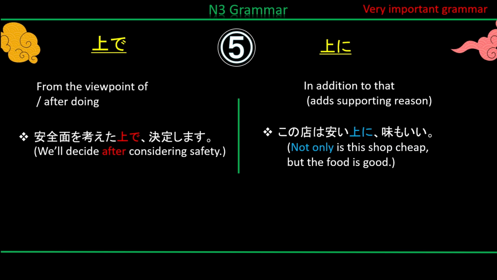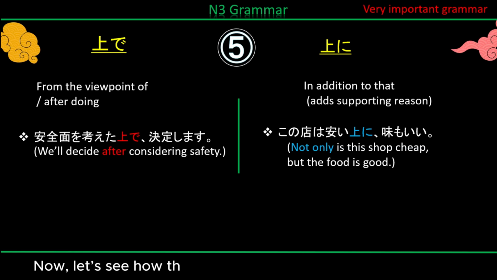Now an example with うえに. この店は安いうえに味もいい. This means not only is this shop cheap, but also the food here is good. So in this case, the second clause adds extra positive information.